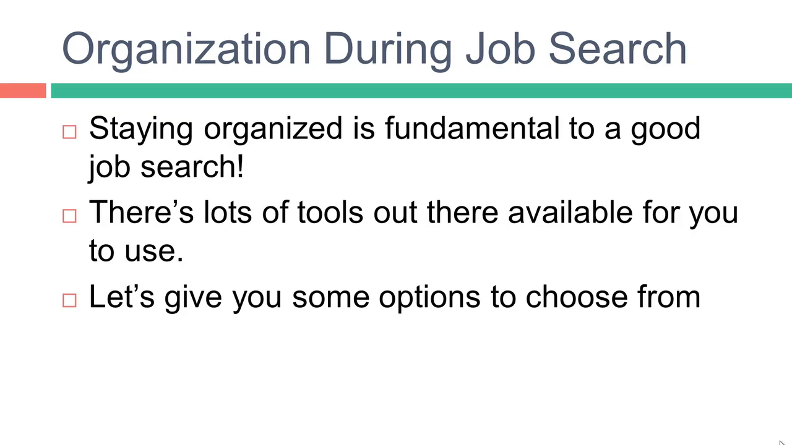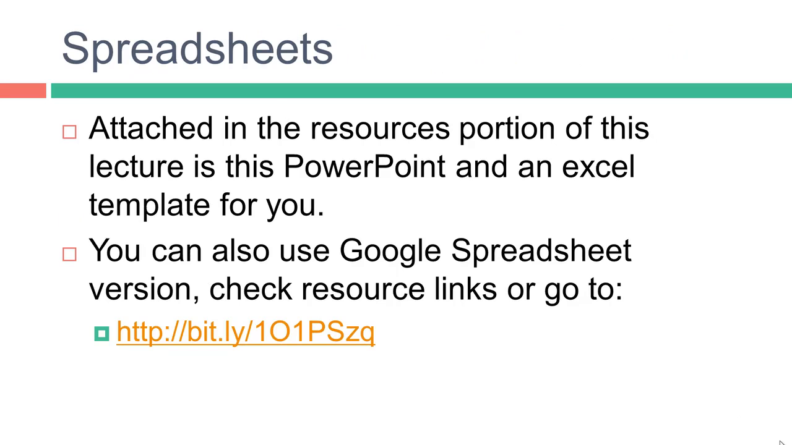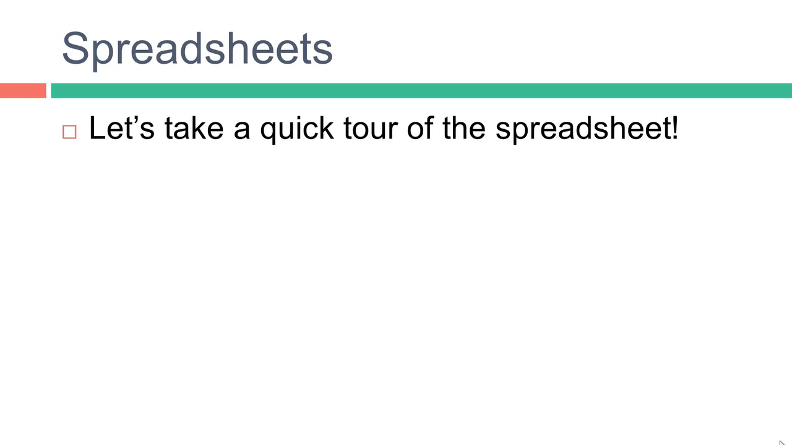First off, staying organized is a fundamental part of a good job search. There are lots of tools out there available for you to use, so I'm going to give you some options to choose from. First off, just general spreadsheets. Attached in the resources portion of this lecture is this PowerPoint presentation and an Excel template for you. There's also a Google spreadsheet version, and you can check out the resource links or go to this link right here after downloading this PowerPoint. So let's go ahead and take a quick tour of the spreadsheet provided for you.